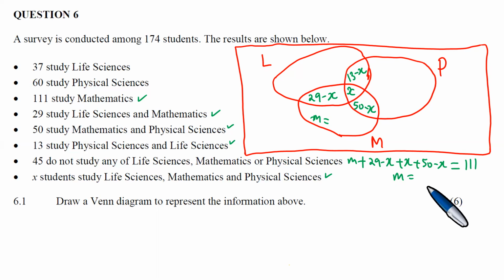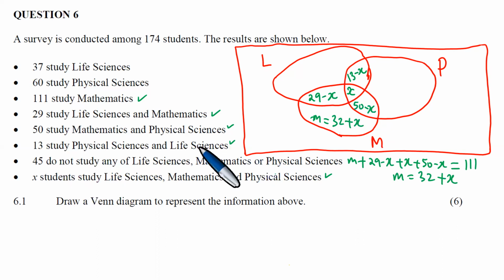In other words, what we are saying is 111, you do that in your head, minus 29 minus 50. That is going to give you 32. 111 minus 29 minus 50 is going to give you 32. And then x minus x is 0. And then you're actually going to add an x like this: 32 plus x. So, yeah, that's how we get 32 plus x.